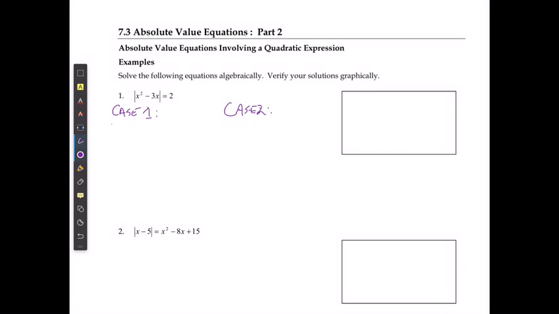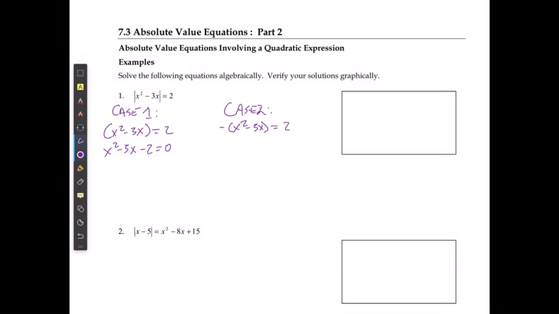Alright, so case 1 is the positive. X squared minus 3x is equal to 2. Case 2 is going to be the negative. Negative x squared minus 3x is equal to 2. For case 1, I'm going to say that we'll have x squared minus 3x, and I'm going to move that 2 over to get minus 2 is equal to 0.